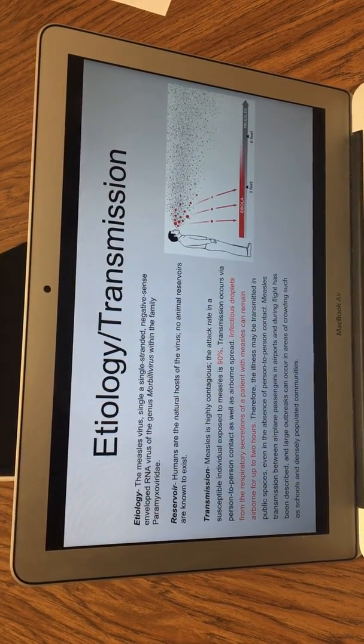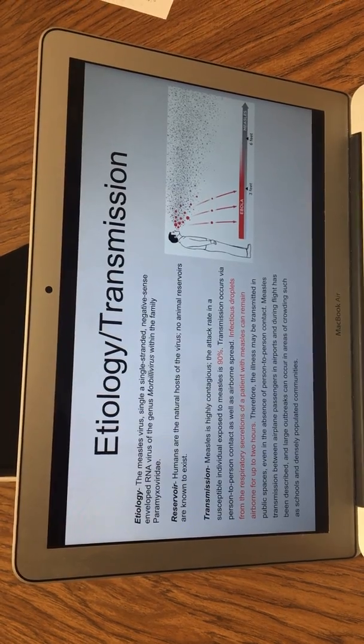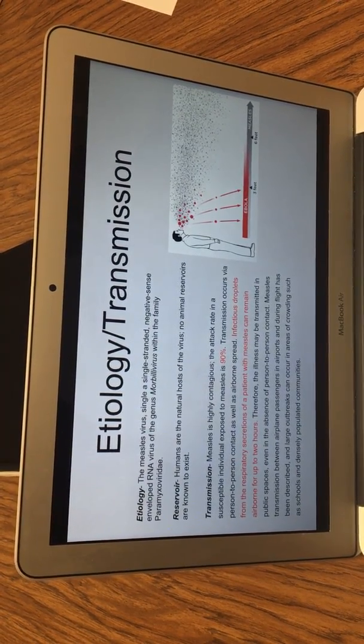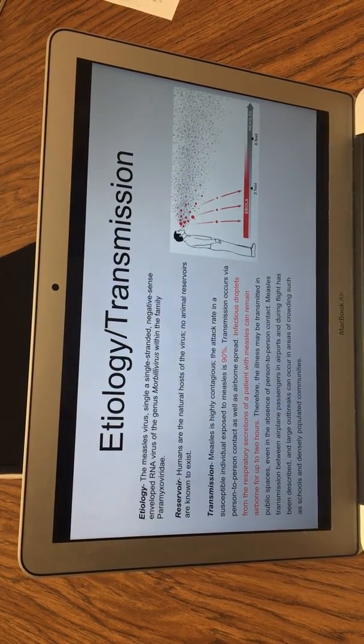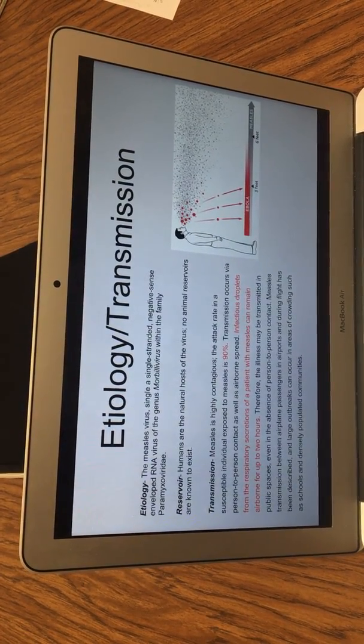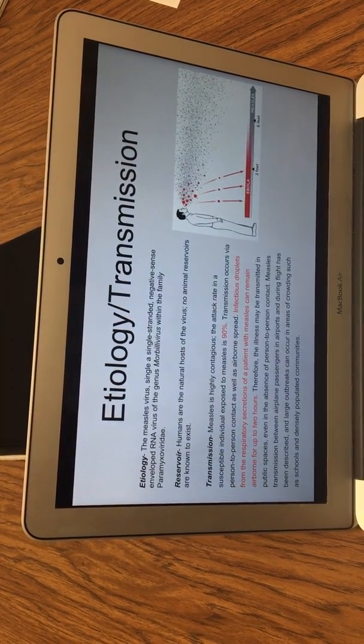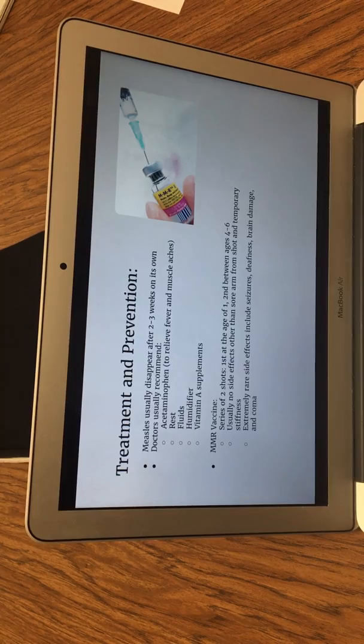It can be transmitted in public places. There have been reports of airplane passengers having an outbreak of measles, and also in crowded areas such as schools and densely populated communities.